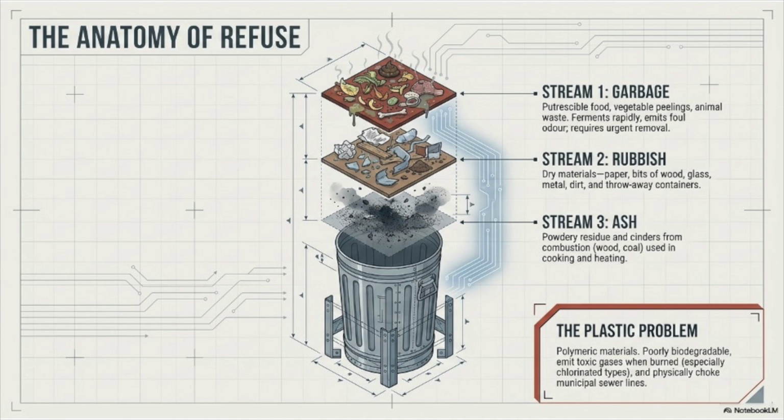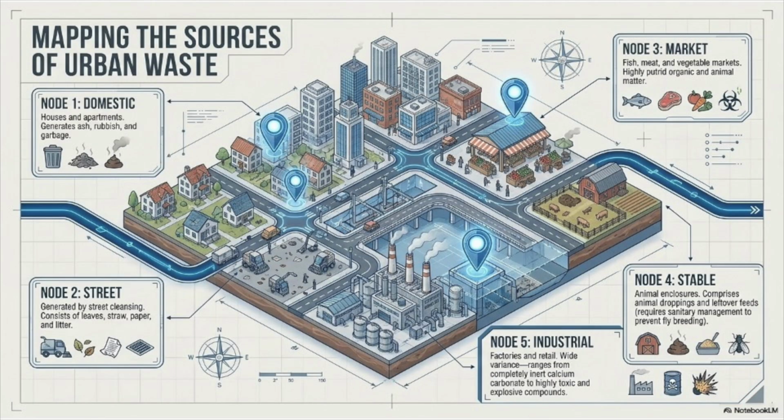and heating. There is also a growing plastic problem since polymeric materials are poorly biodegradable, emit toxic gases when burned, especially chlorinated types, and physically choke municipal sewer lines. Let us map out the sources of urban waste across 5 key nodes.